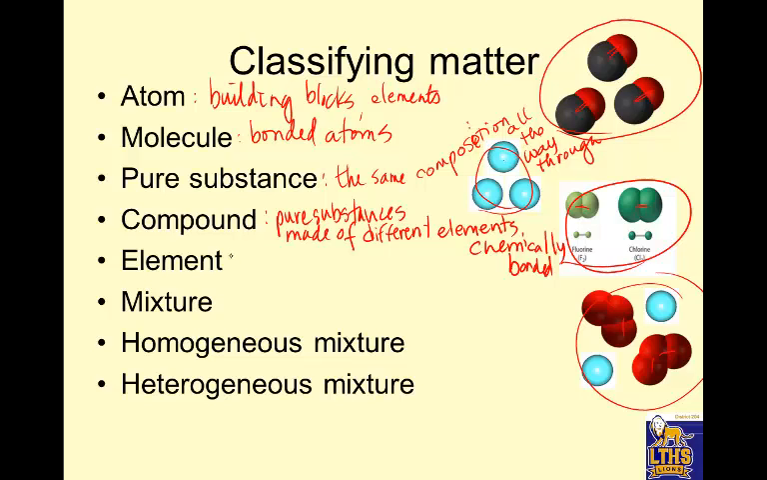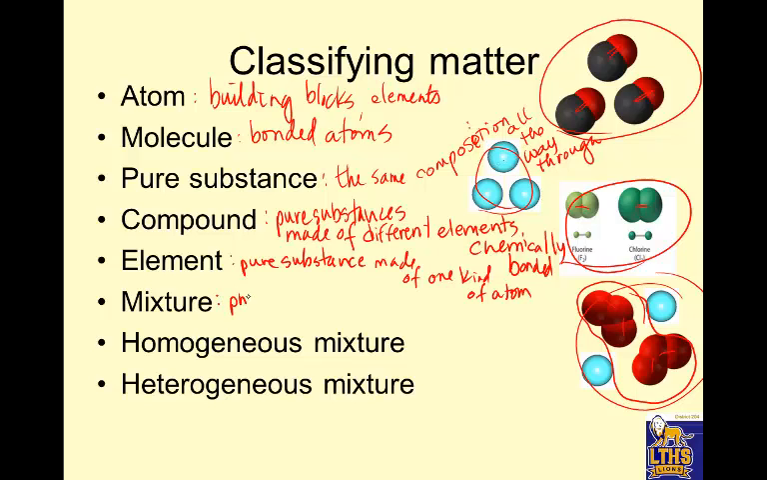An element is also a pure substance. A pure substance made of one kind of atom. So if you look here, that must be an element because this and this and this are all the same kinds of atoms. If I looked at this part right here, this would be a pure substance because even though they're bonded together, this atom and this atom are the same. So this is an element because all the atoms are the same. This is an element because all the atoms are the same.